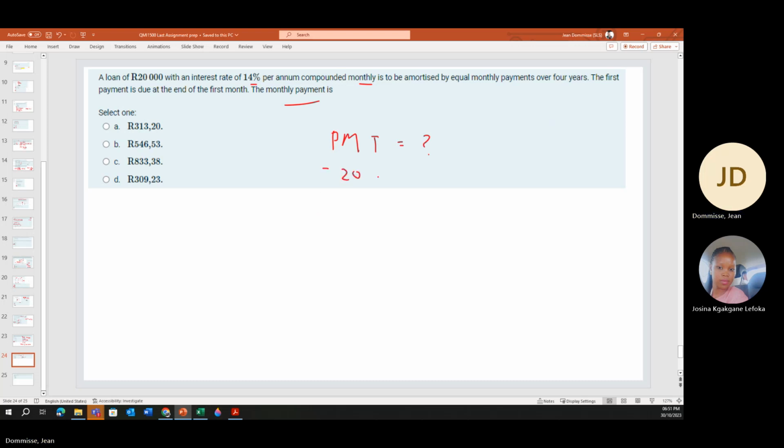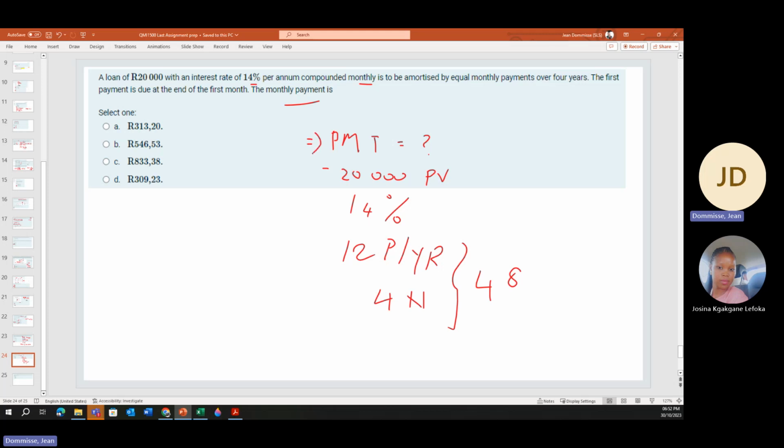So we know the loan is 20,000. So that will be your present value, 14% interest. It is monthly, so it's 12 times per year for 4 years. So that is 48. And then we can work out the PMT. So it's 20,000 as your present value, 14% interest, 12 times a year for 4 years. So that's 48 periods. And the PMT that I got was 546.953. Okay.